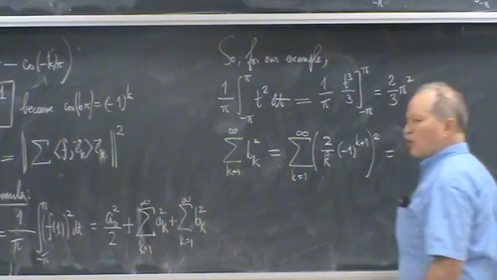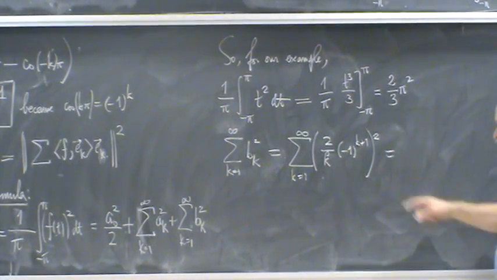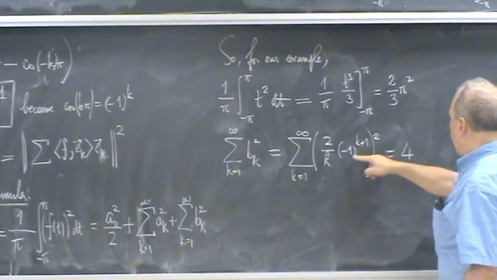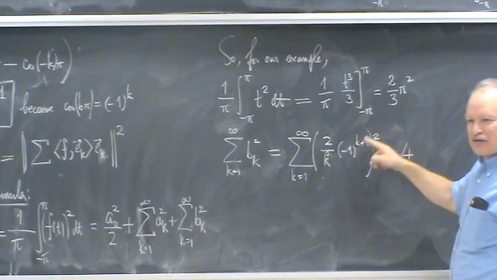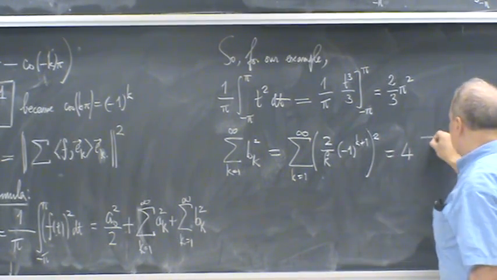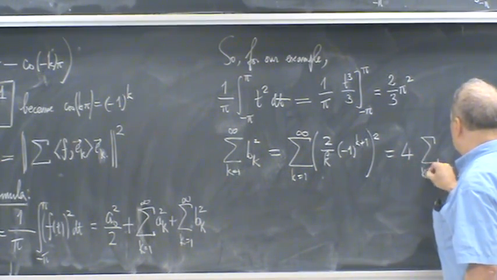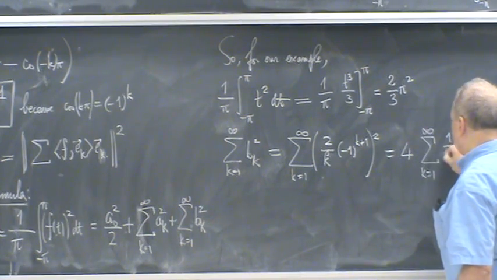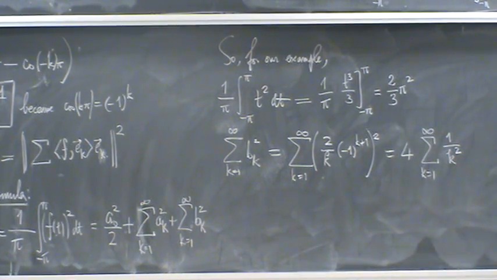So what do I get? 2 squared is 4, minus 1 to any power squared, that's 1. What about the k? Okay. Oh. Pi squared over 6.